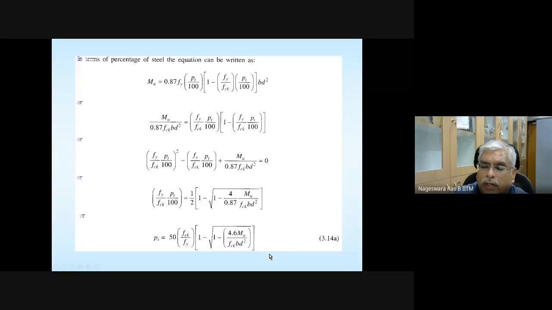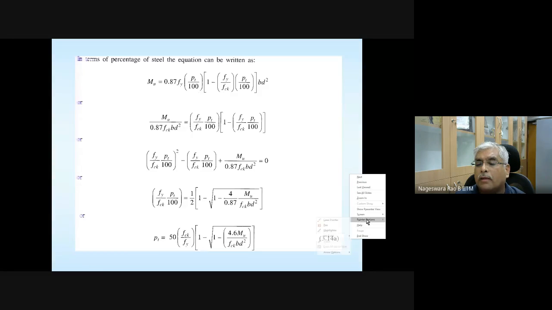I told you to calculate the area of steel, you need to solve a quadratic equation, but all that manipulation is carried out, and taking the realistic root of this quadratic equation, the percentage of steel is actually given in the form of an equation. You please take a note of that. This one.